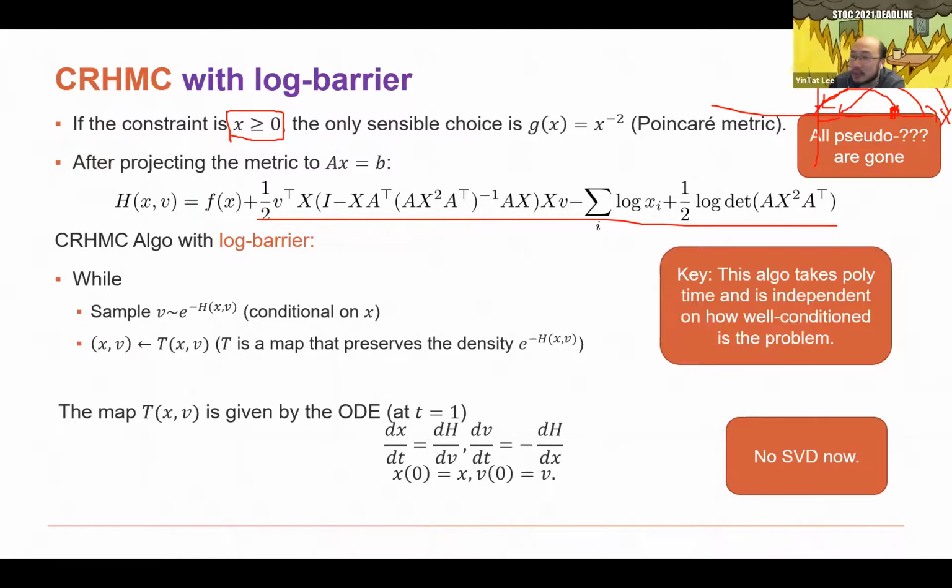And also you can prove this algo is invariant under many transformations. For example, remember you have a constraint AX equals B. I think if you multiply both sides by some matrix, the algo will still be the same. Or if you scale X by some scalar, it will still be the same. And in general, you can prove this algo takes polynomial time.